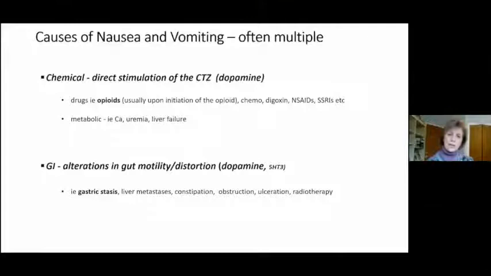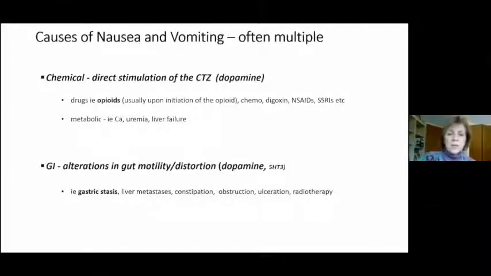And the next major category is metabolic causes. So high calcium, particularly in the cancer setting, renal failure, liver failure, those are the common ones. And those can occur together, certainly. The third big contributor is GI changes. So alterations in gut motility, distortion of the gut. And you'll see I've put dopamine in brackets beside those two major categories, because for drug and metabolic causes, dopamine is the neurotransmitter that's usually released, and that's what you want to block. For GI alterations, again, dopamine gets released, but so does serotonin.